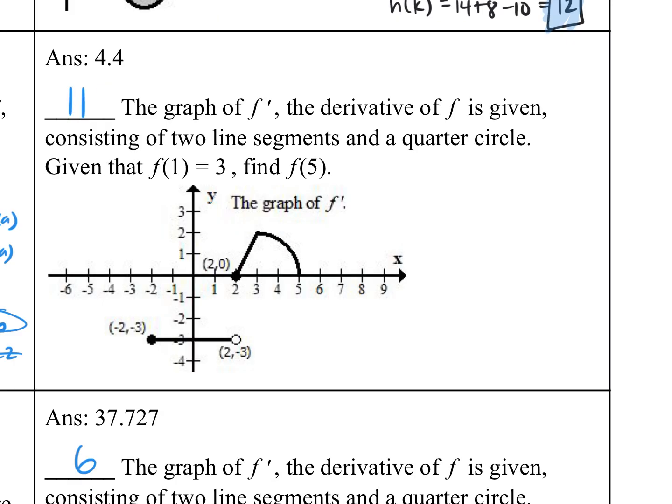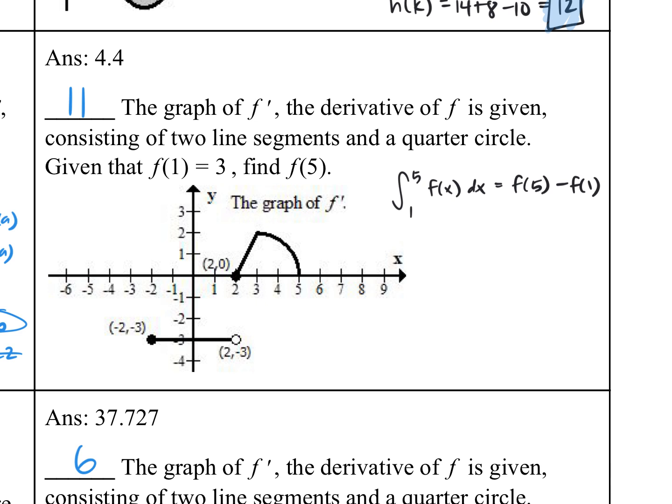All right, number 11, we're given the graph of f prime, and the derivative of f is given, consisting of 2 line segments and a quarter circle. Given that f of 1 is 3, find f of 5. So we should be thinking we're going to have to use that accumulation function, fundamental theorem of calculus. So if I look at the integral from 1 to 5 of f prime of x dx, that's going to equal f of 5 minus f of 1. And I can plug in the information that I know.